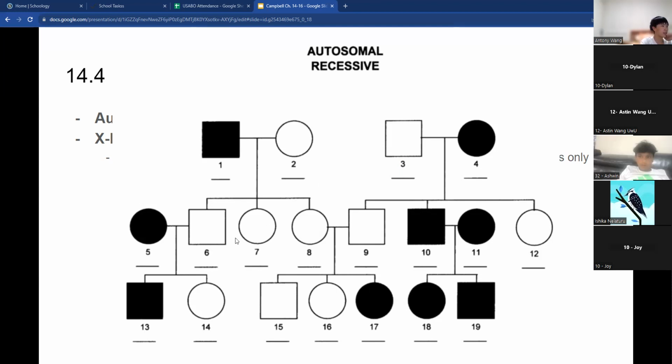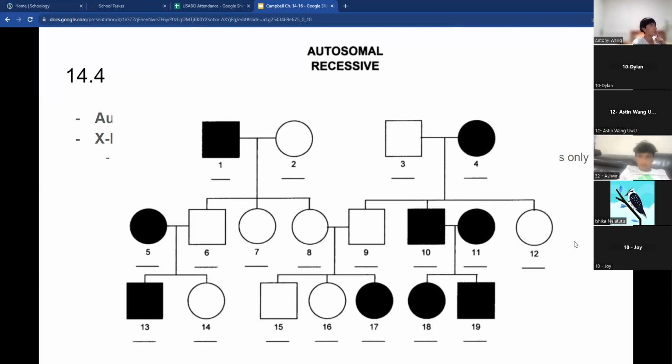So is this individual number 7? Tell me a little bit about them. What's their biological sex? Are they affected by this condition? Please DM me in chat. You guys have 15 seconds. Number 7 right here. Oh, Angela. Okay.